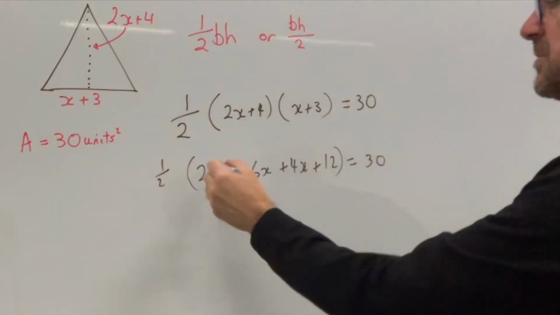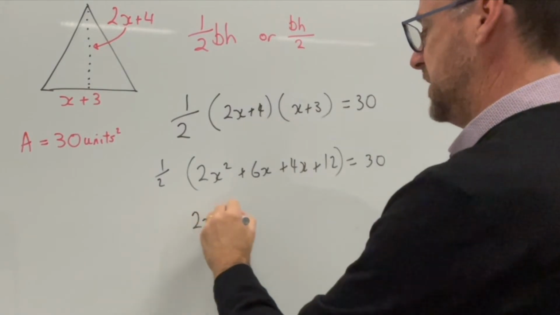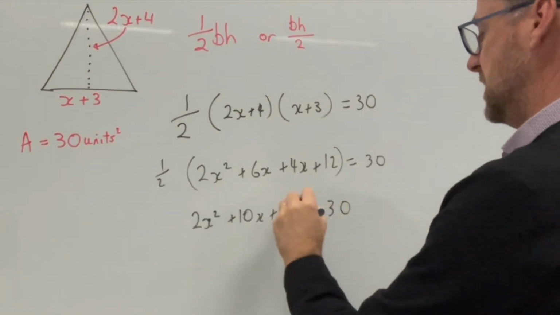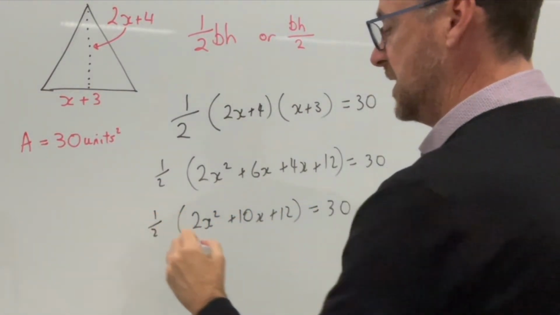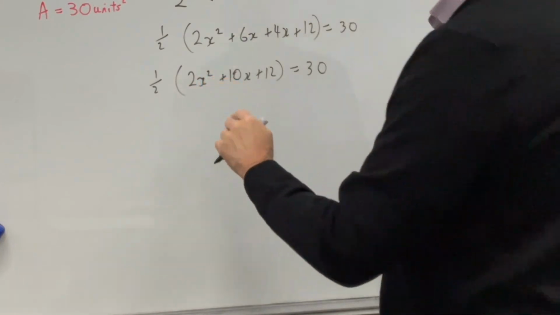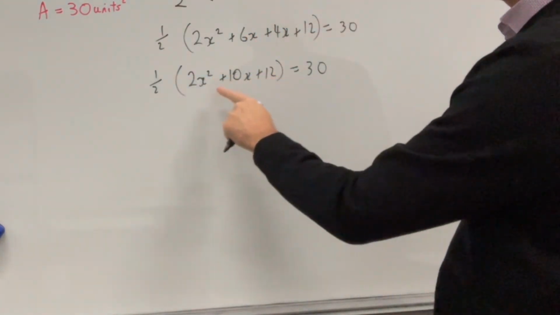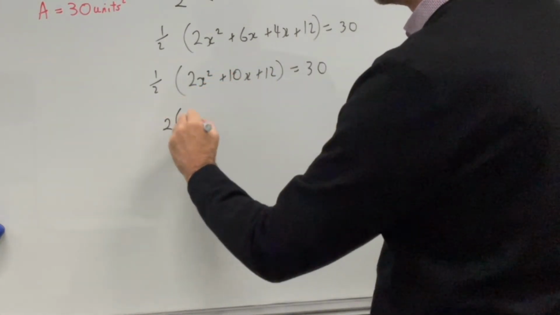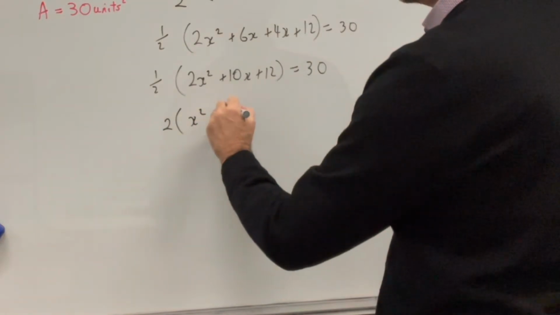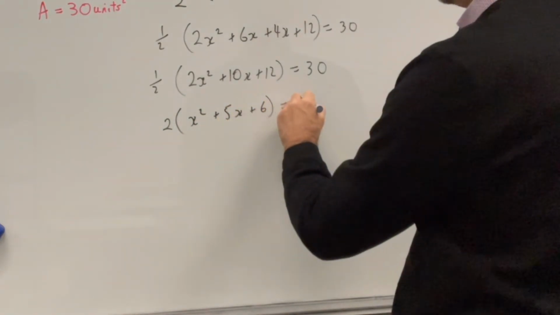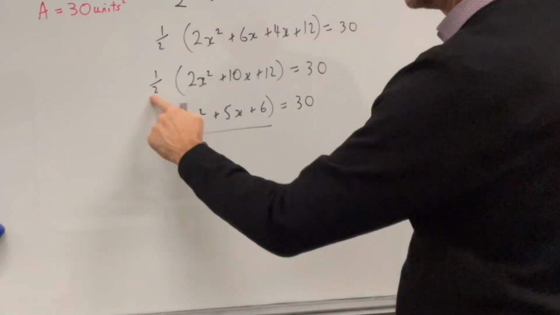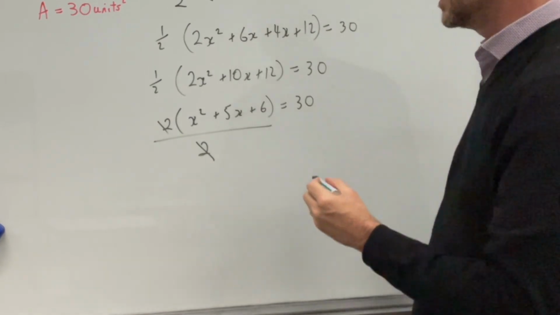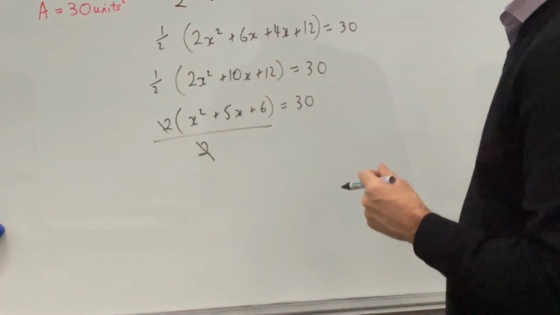So we can simplify this obviously, so it becomes 2x squared plus 10x plus 12 is equal to 30. Again, all times a half. Now at this point we can pull out 2 as a common factor for all of these numbers here. So 2 goes into 2x squared, 2 goes into 10x, and 2 goes into 12. So 2 out the front leaves us with x squared plus 5x plus 6 equals 30. And that's all over 2 because the half becomes that 2. We can then cancel those 2's like that. That leaves us x squared plus 5x plus 6 equals 30.